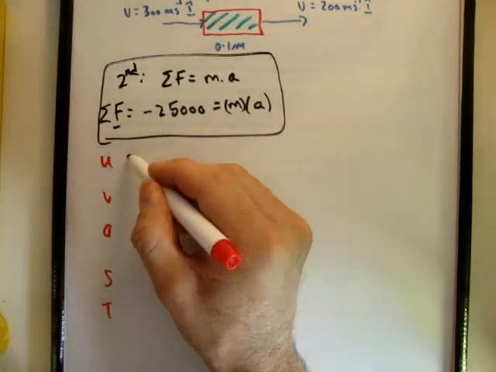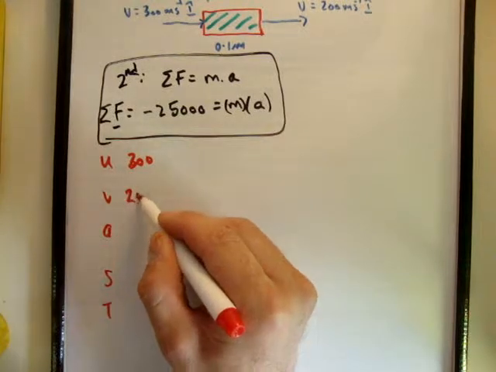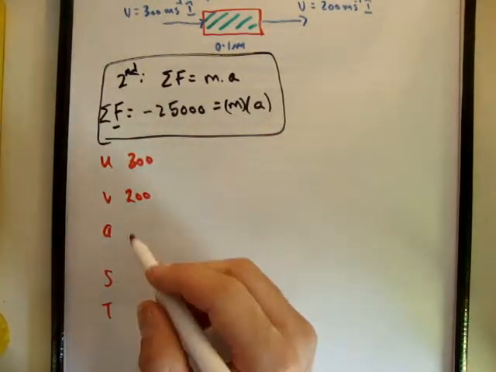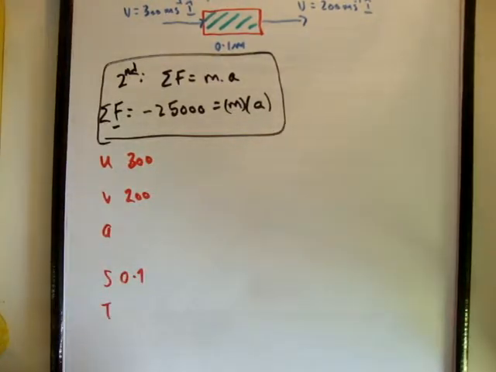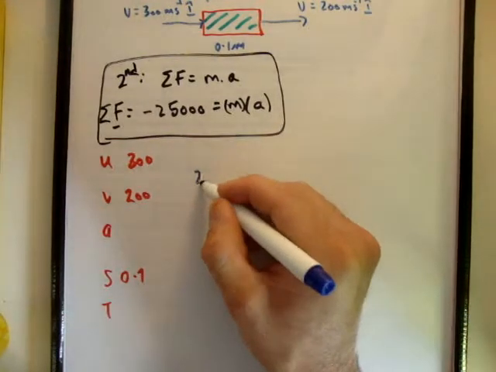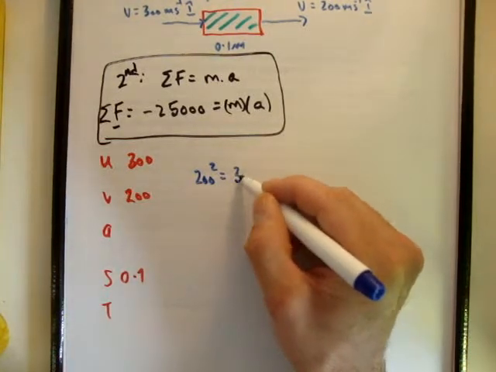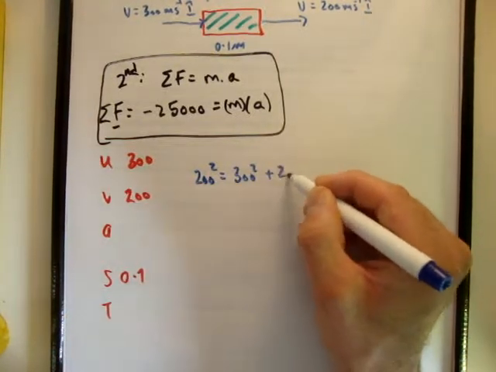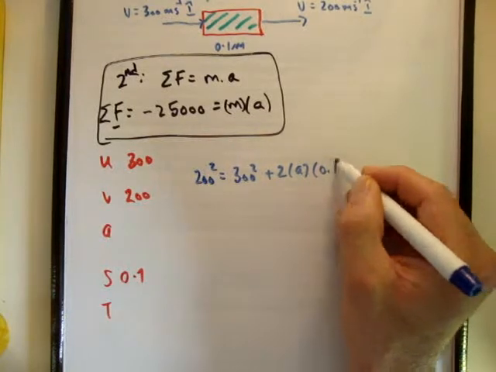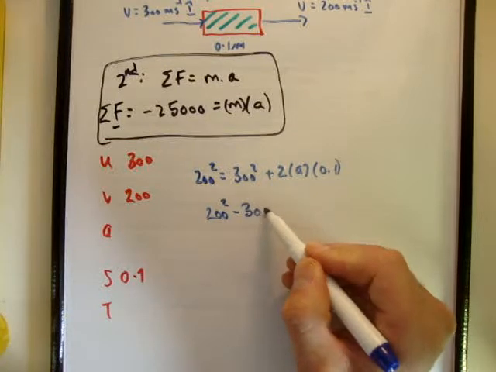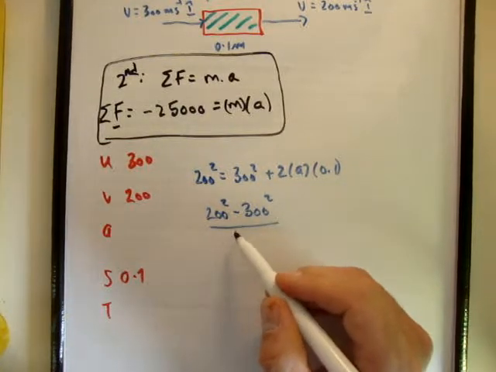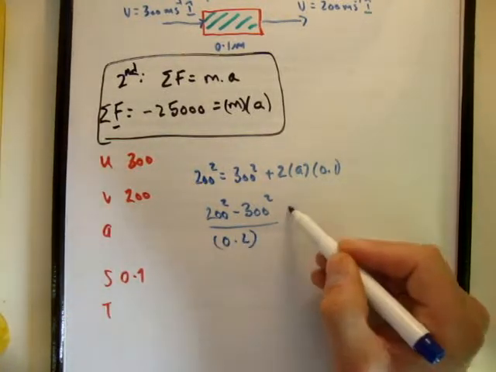UVAST. The initial velocity was 300 meters per second. The final velocity was 200 meters per second. The distance traveled in that deceleration was 0.1 meters. So let's find the deceleration. If we use v squared is equal to u squared plus 2as, this should work. So we get 200 squared is equal to 300 squared plus 2a times 0.1. So if we have 200 squared minus 300 squared, all divided by 0.2, we should get our acceleration.